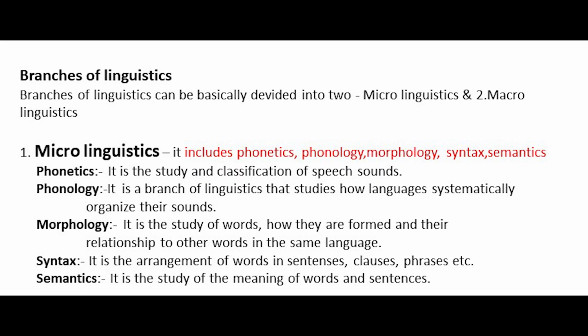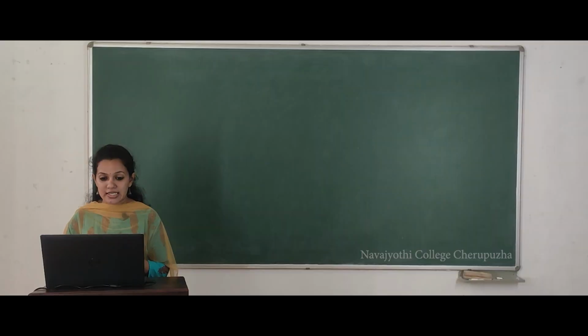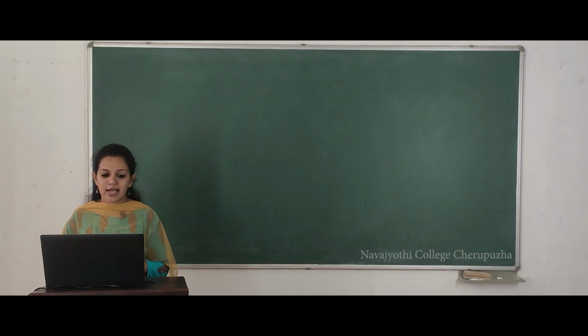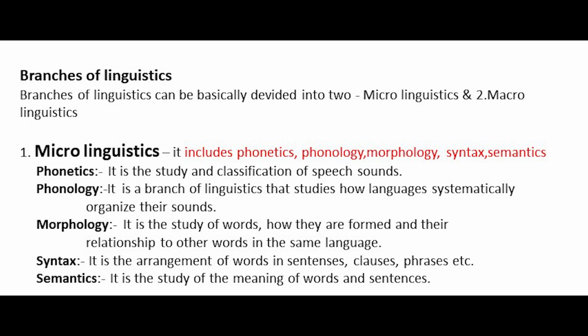The next one, morphology. Morphology is the study of words and how they are formed and their relationship to other words in the same language. The next one, syntax. Syntax is the arrangement of words in sentences, clauses or phrases. Then last one, semantics. Semantics is the study of the meaning of words and sentences.